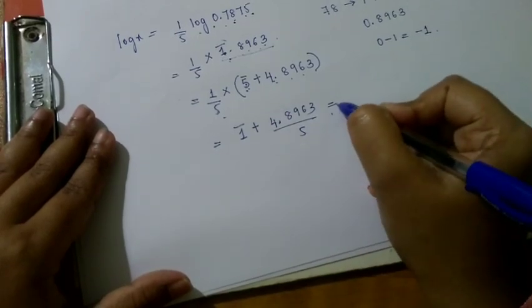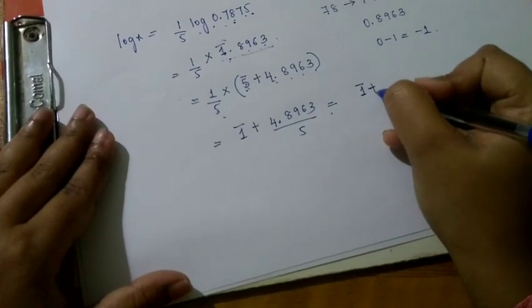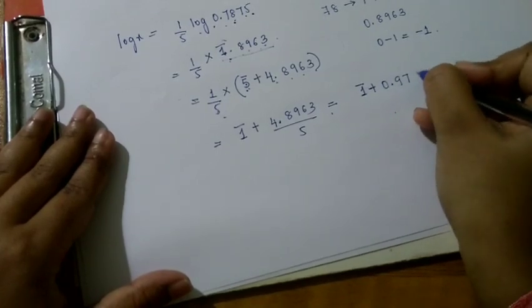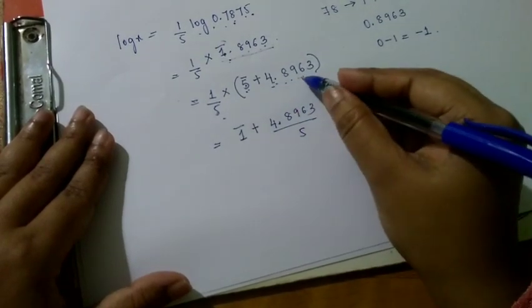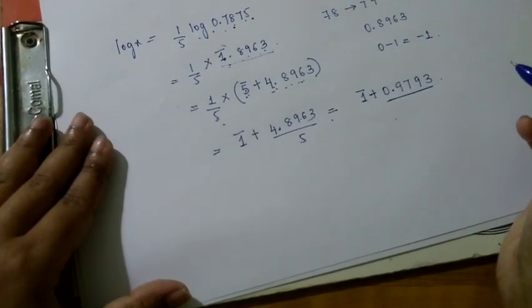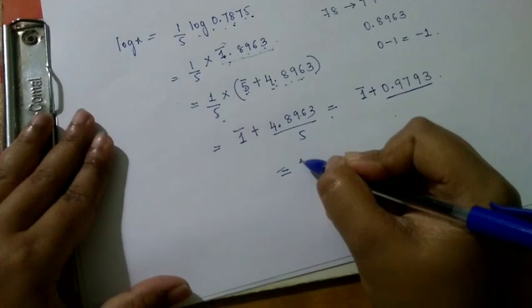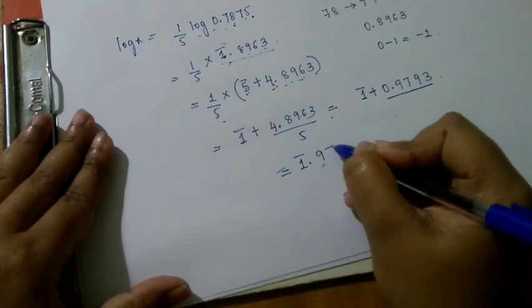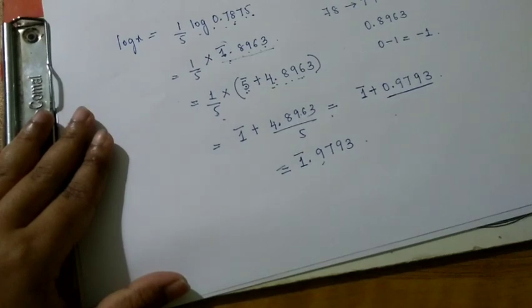So this comes out to be how much? 1 bar plus 0.9793. 4.8963 divided by 5, if you do, you will get 0.9793. So this is equal to 1 bar 0.9793. Okay, this is what log x is.